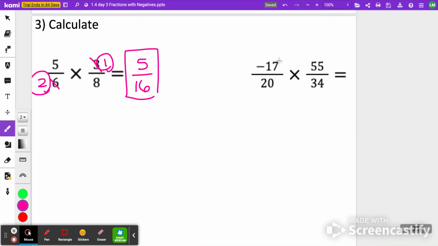You could do the same thing here. 17 can go into 34. It goes in there twice. I'm going to divide 17 by 17, 34 by 17, and then I can also divide 20 and 55. I'm going to divide by 5. 20 divided by 5 is 4. 55 divided by 5 is 11. Now I'm doing -1 times 11. That's -11 over 8.